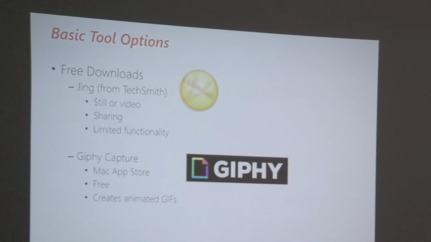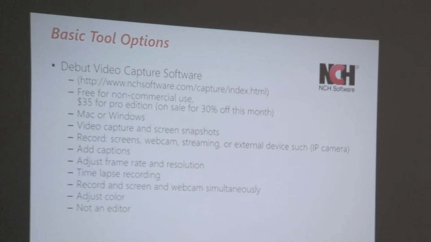Free downloads: Jing, which is from TechSmith, and they do a couple other programs, which I'll talk about in a second. That does still and video. You can do sharing with it. Again, Jing has limited functionality. Giphy Capture is available from the Mac App Store, and you can create animated GIFs with that. Giphy does a whole lot of other things, but this is a freebie that they've come up with.